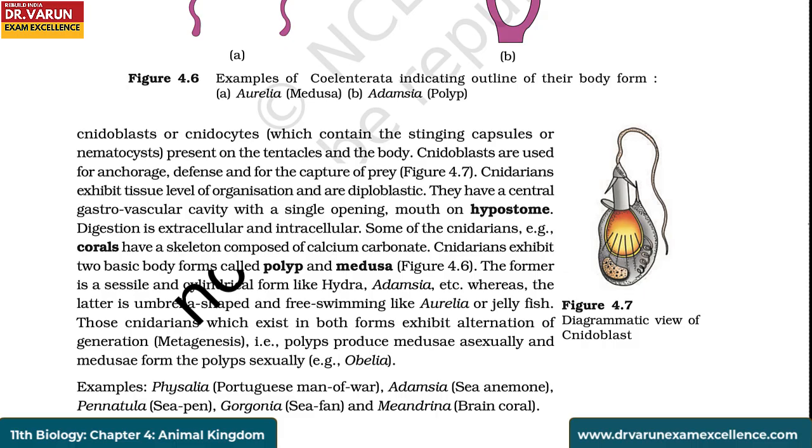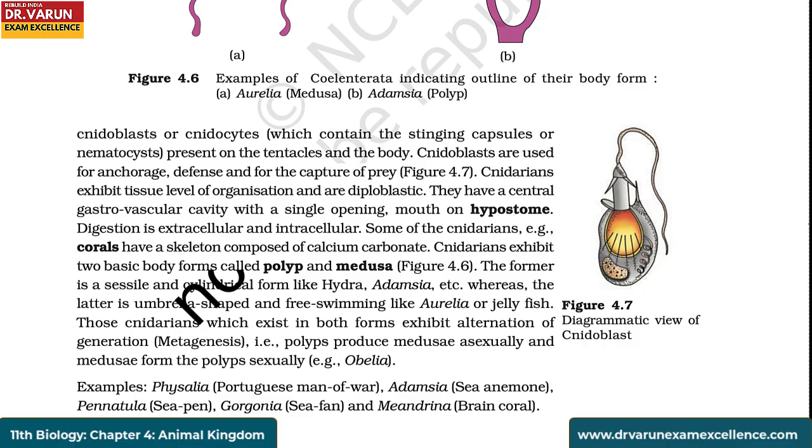Cnidarians exhibit tissue level of organization and are diploblastic. They have a central gastrovascular cavity with a single opening, the mouth, on hypostome. Digestion is extracellular and intracellular. Some of the cnidarians, for example corals, have a skeleton composed of calcium carbonate.